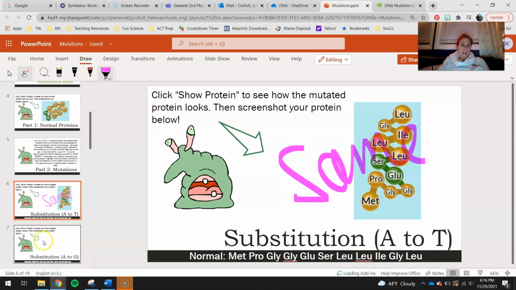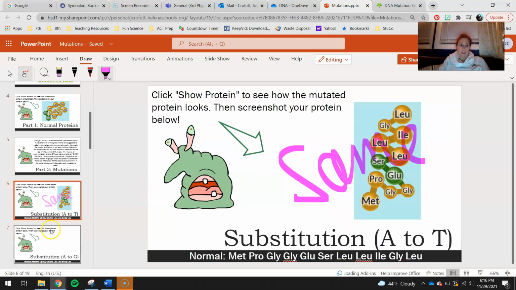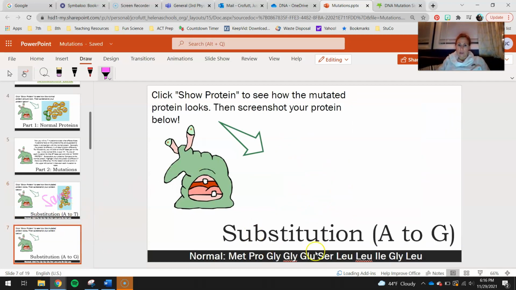Okay, then on slide 7, you guys will make this change yourself. You will screenshot it. And again, if you guys see any differences between the normal right here and what you guys see in your mutated protein right here, highlight where you see the differences. If it's the same, do just as we did on slide 6 and write same. Okay, so on slide 7, you guys are going to do a substitution mutation. You're going to change the A to a G.